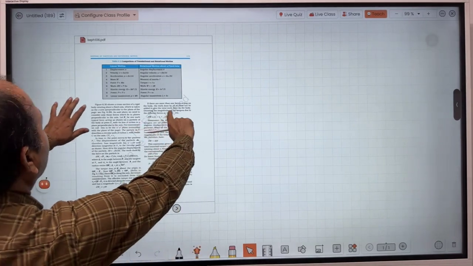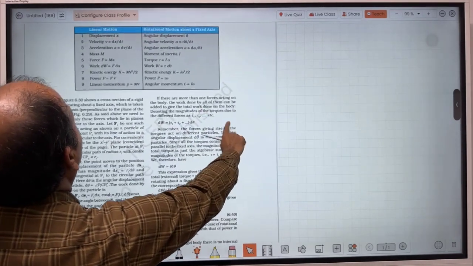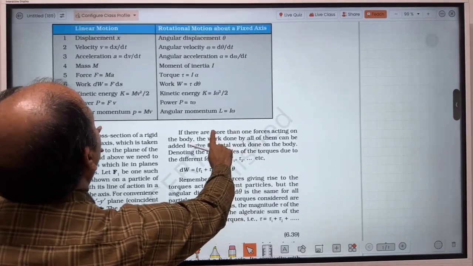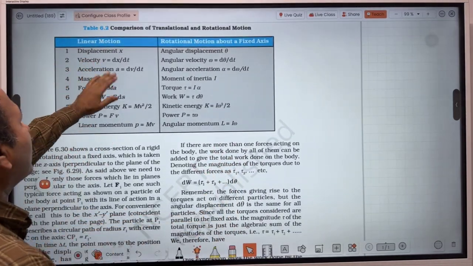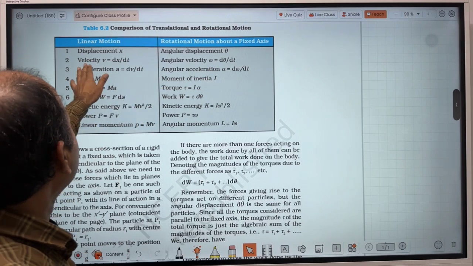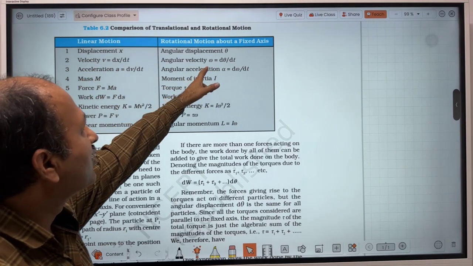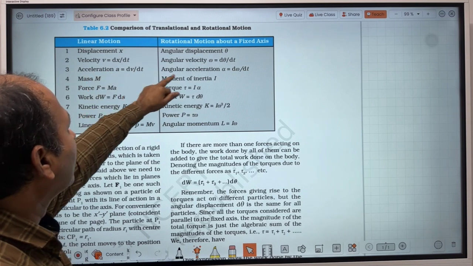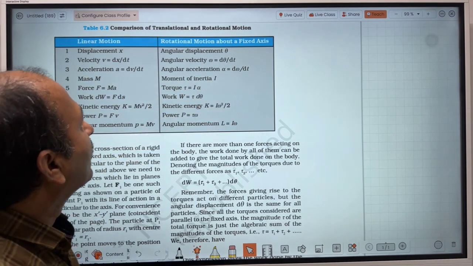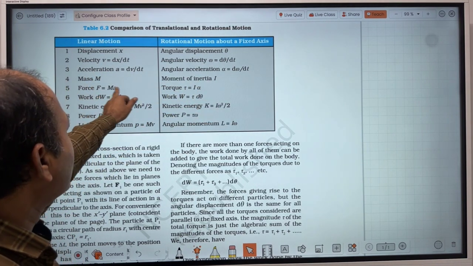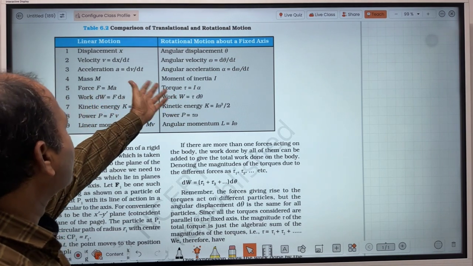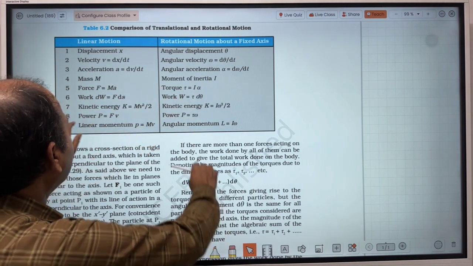Here the same comparison as I told you earlier is made. Displacement corresponds to angular displacement. Velocity dx by dt corresponds to omega, d theta by dt. Acceleration dv by dt is linear; here alpha equal to d omega by dt. Mass corresponds to moment of inertia. Force F equal to ma, so the corresponding torque is tau equal to I alpha.